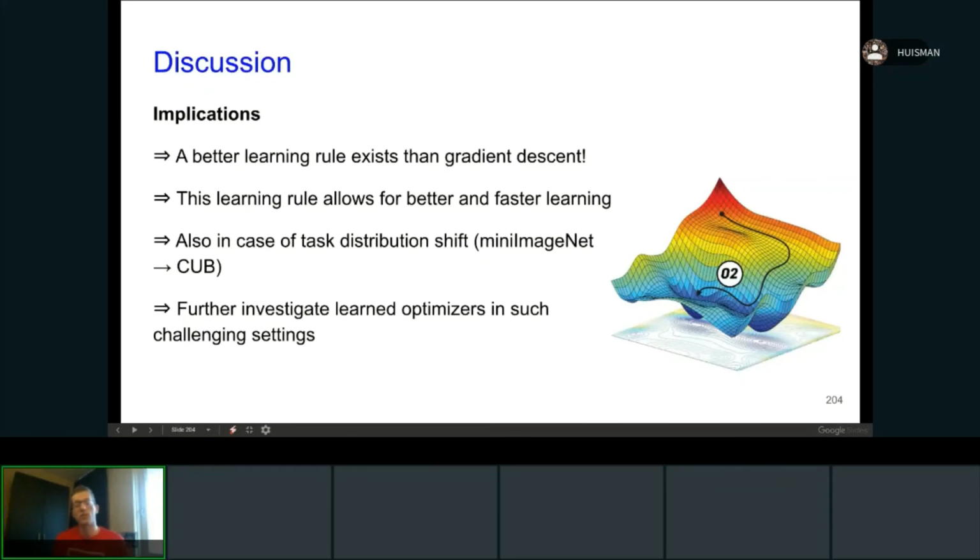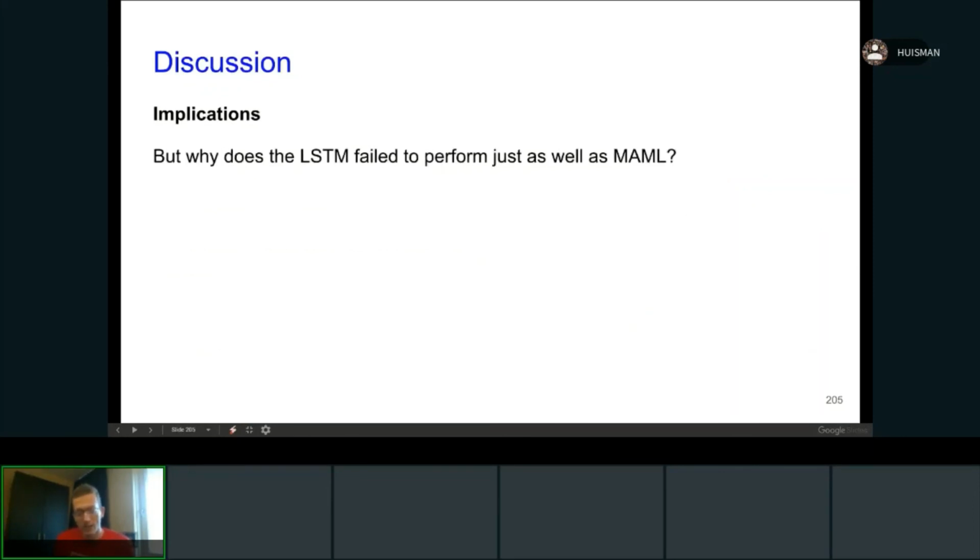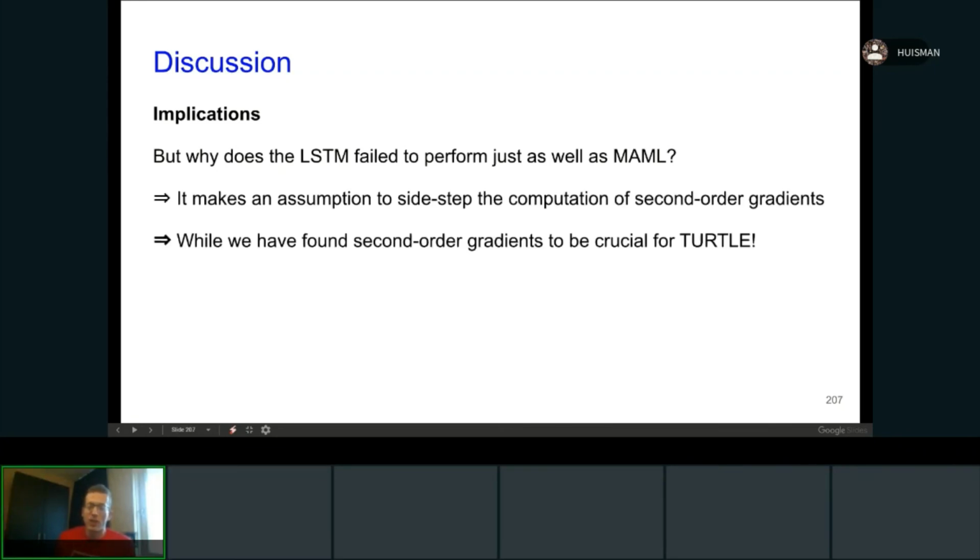Okay, so going back to why the LSTM method failed to perform just as well as MAML, we have now seen some results for Turtle, and we can try to get an answer to this question. Well, it's not really an answer, but more a hypothesis. And that is that for Turtle, we have seen that second order gradients are crucial for its performance, while the meta learner LSTM makes a first order assumption to sidestep the computation of these gradients.